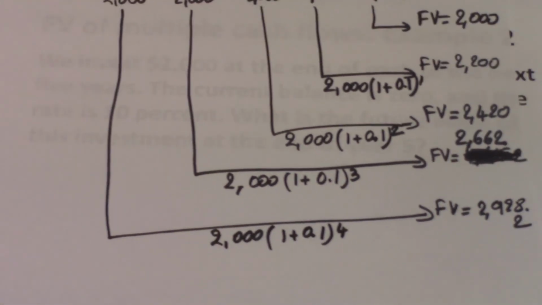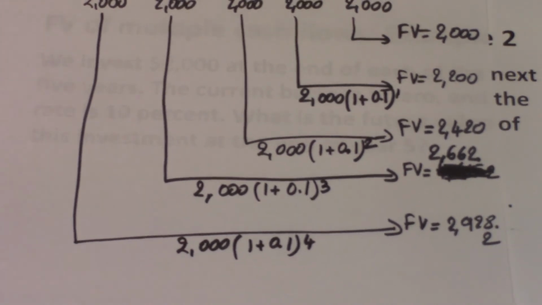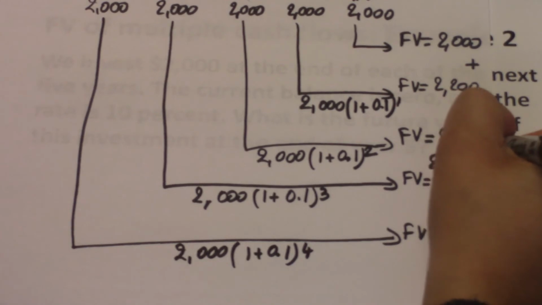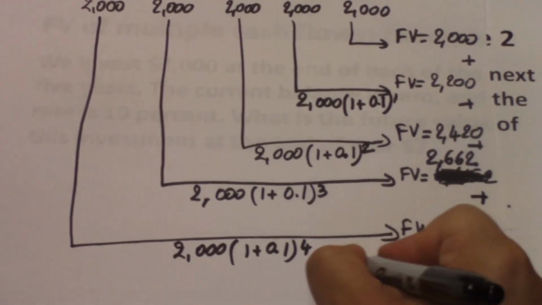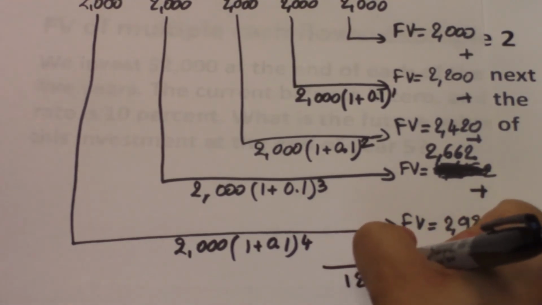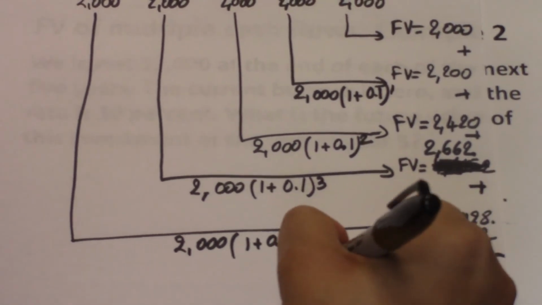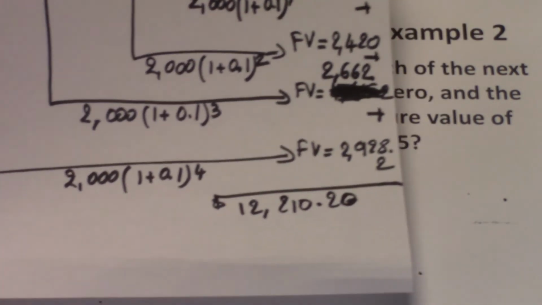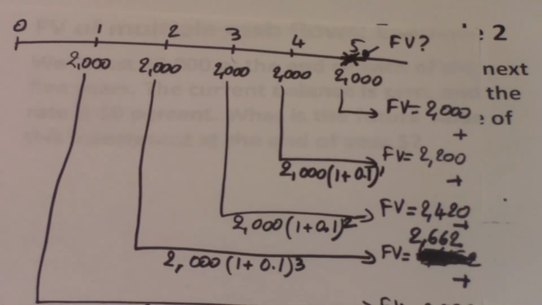2,928.2. Now we have the future values of all of our cash flows. All we need to do is sum them up. So 2,000 plus 2,200 plus 2,420 plus 2,662 plus 2,928.2. This gives us a future value of $12,210.20. So this investment has a value of $12,210.20 at the end of year 5.